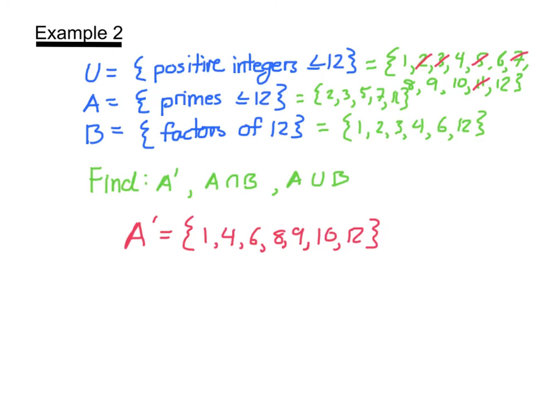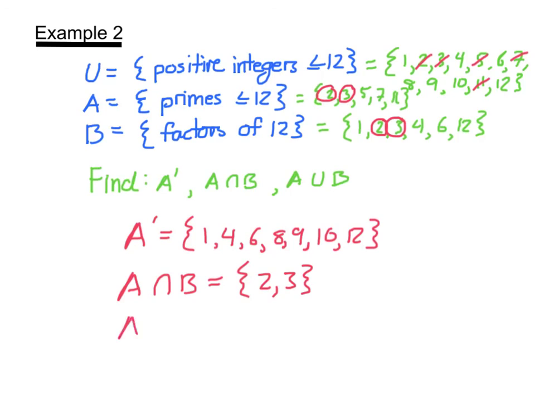Alright, the second set is the intersection of sets A and B. So these are all the elements that are in common with both sets A and B. So I'm going to go ahead and circle those in red here. So all the numbers that appear in both A and B, well, I have 2, I have 3, and that's it. So the only two numbers that are in the intersection of A and B are 2 and 3.